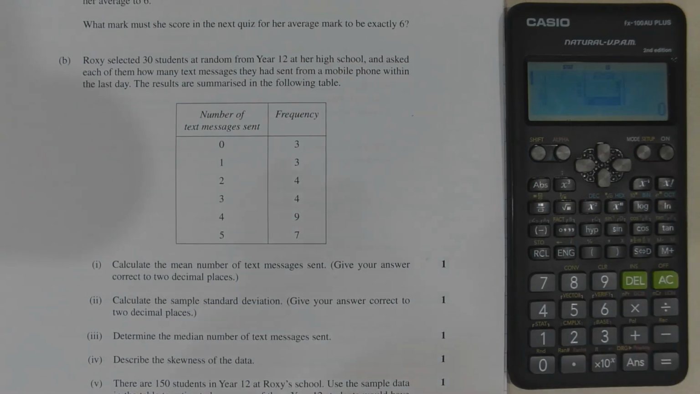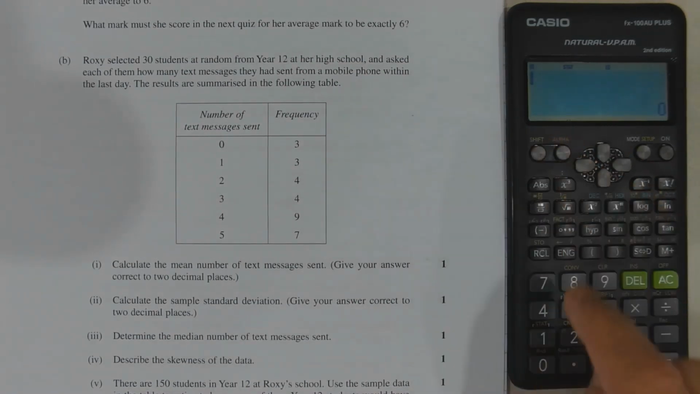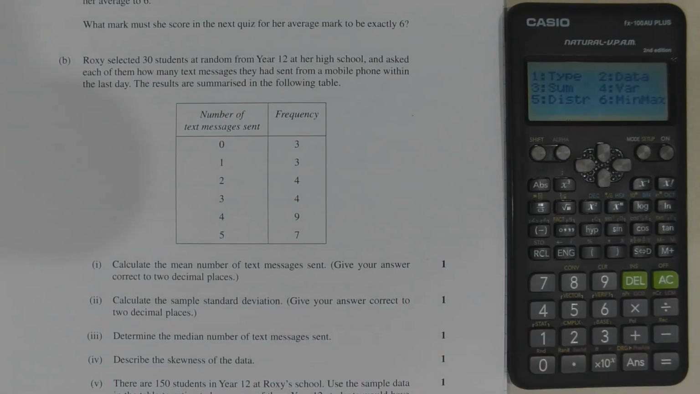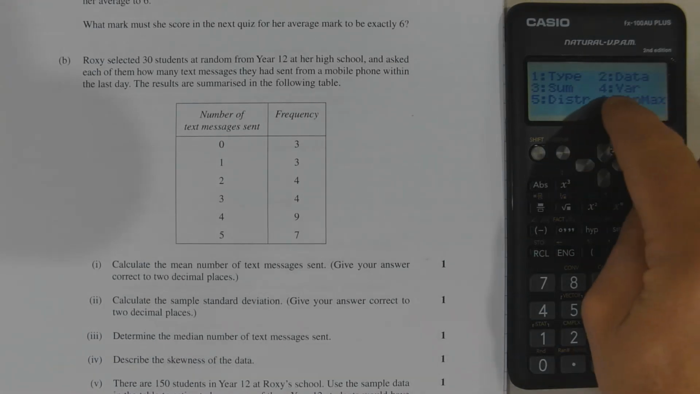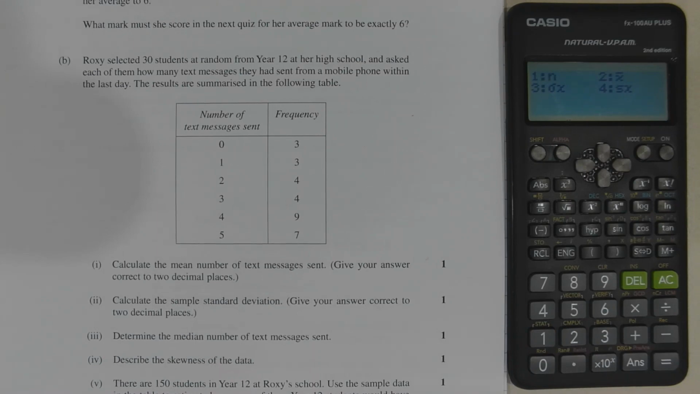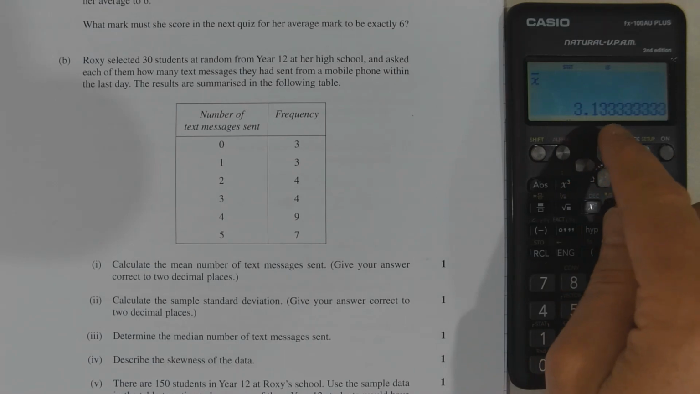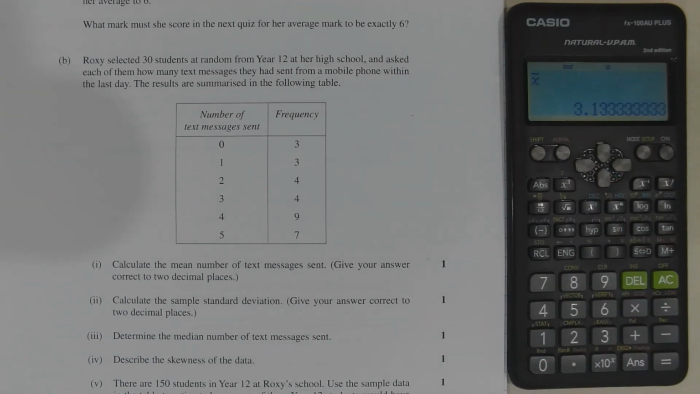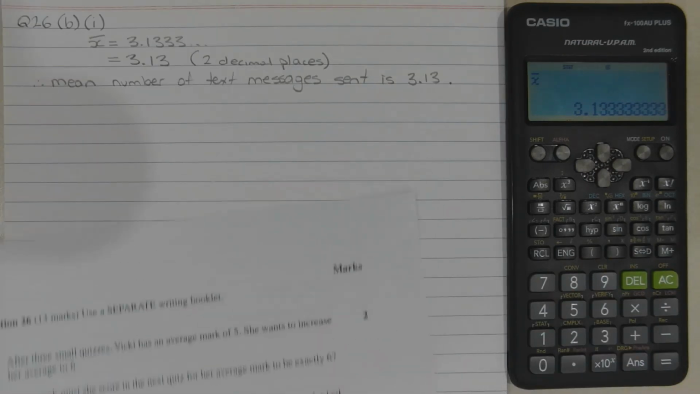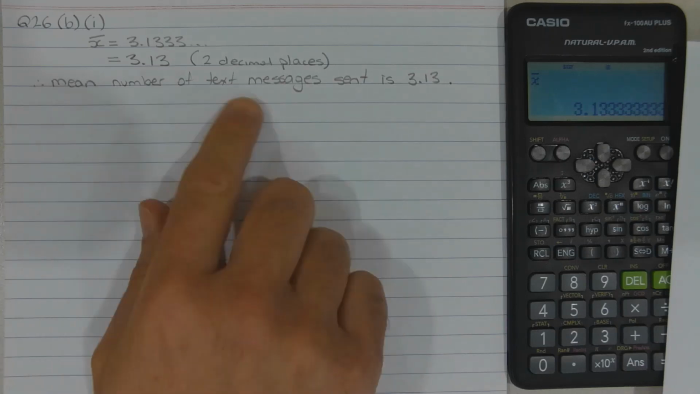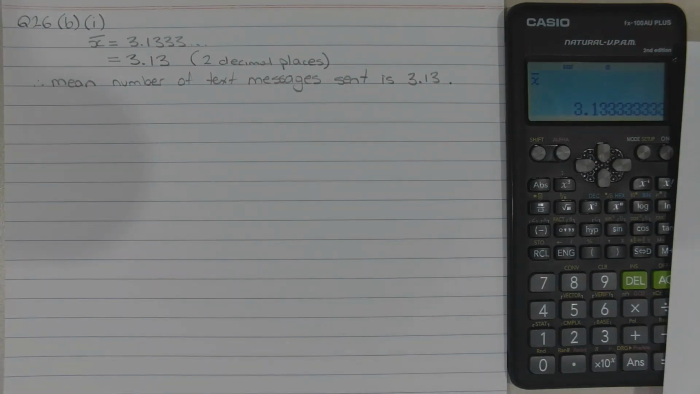Now press the AC key and then press Shift and then 1, which brings up a context menu for statistics. Now we're going to select option 4, var, and then option 2, x bar. That means the sample mean. And then press equals, and we get 3.13 recurring, but we need to round that to 2 decimal places, which will be 3.13. So therefore, the mean number of text messages sent is 3.13.